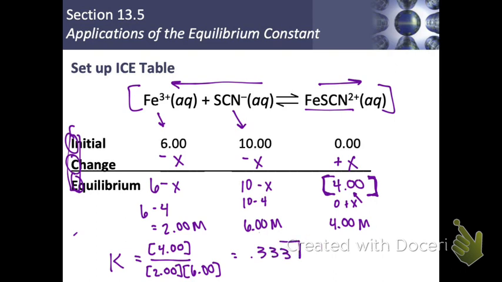Ugh, so silly. Because what's the unit for K? There is none, right? We don't include a unit for K there. That's so unfinished. I know.